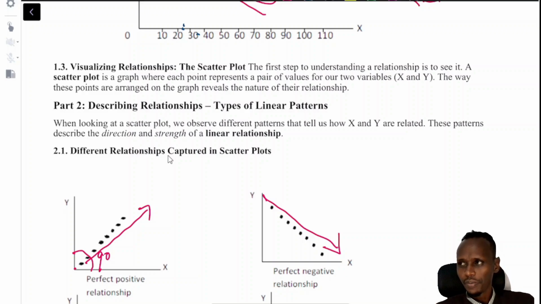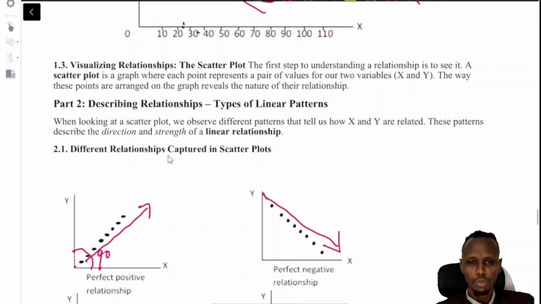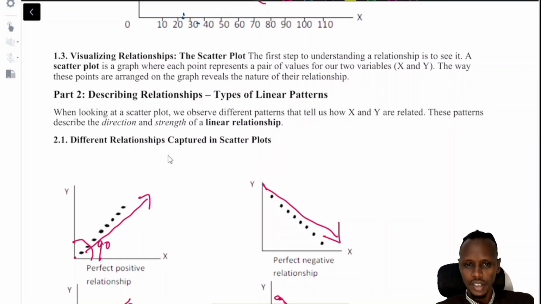So today, someone wrote in the group that they have a date. So we want to learn if that is a perfect relationship, perfect negative relationship, or what is it?